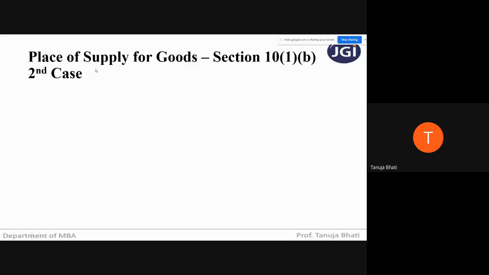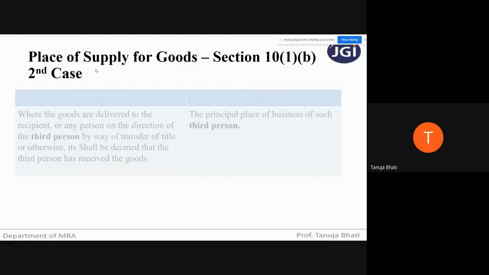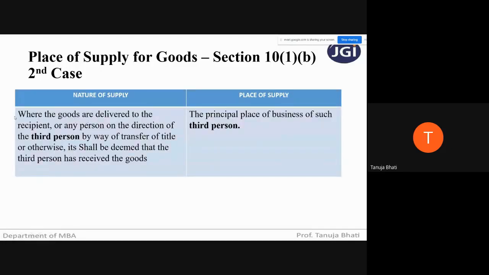Section 10, subsection 1, clause B, second case, which I've already explained, but in detail, let me explain. Where the goods are delivered to the recipient or any person on direction of a third person by way of either transfer of title or otherwise, it shall be deemed that the third person has received the goods. So the person who is directing that the goods have to be given to someone else, it will be deemed that he is receiving the goods, and whatever is his location, principal place of business, that will be the place of supply. So your place of supply will be the principal place of business of such third person. Such third person means who is directing.